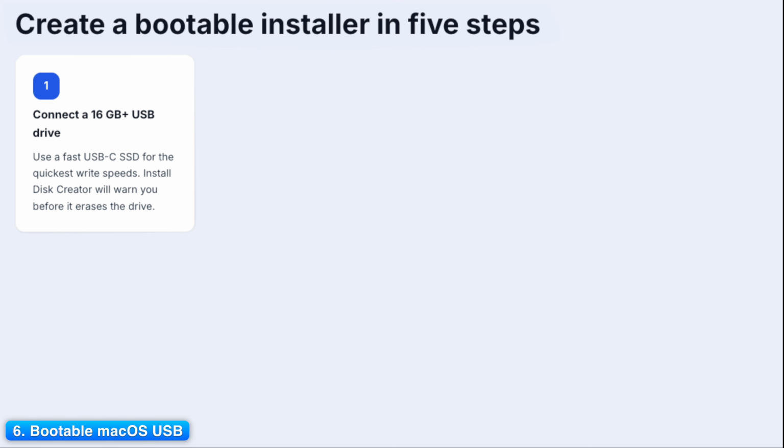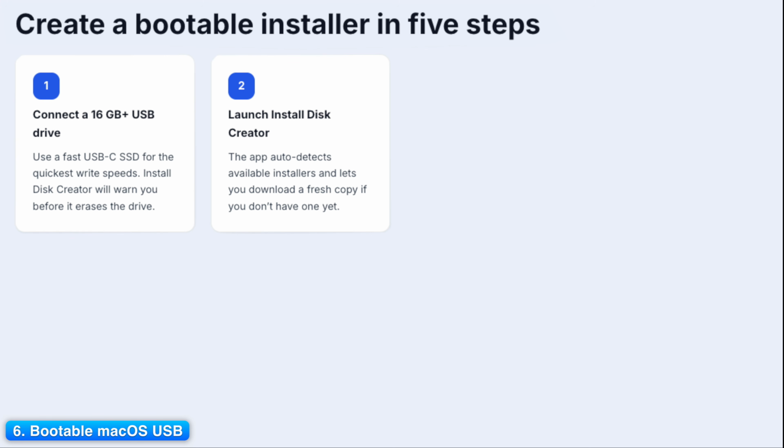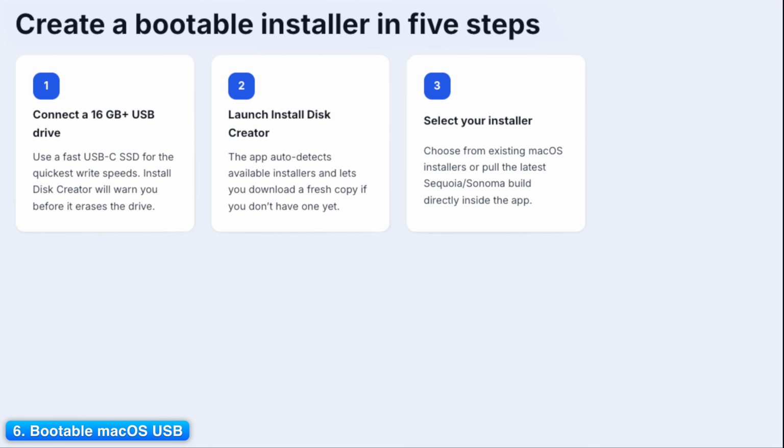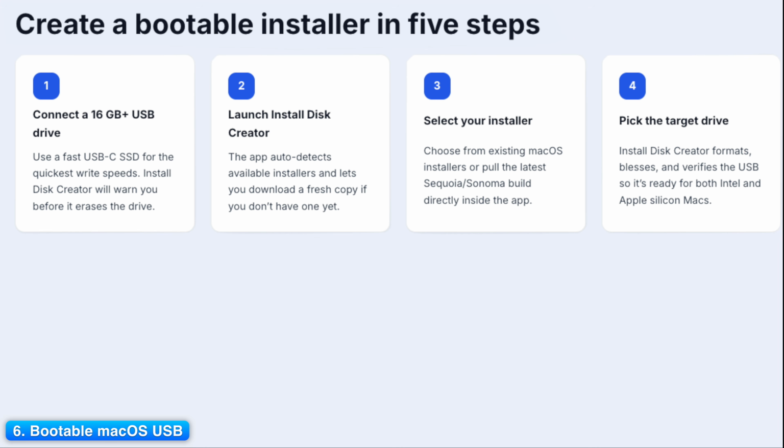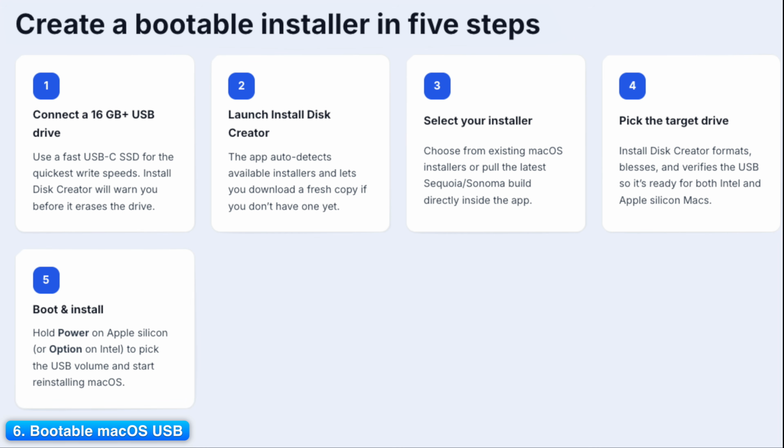Select your macOS installer, then select the USB drive. Click Create Installer and wait until it finishes. To boot from USB, insert the drive into the Mac. On Intel Macs, hold Option at startup and choose the installer. On Apple Silicon, hold the power button and select the USB under Startup Options.